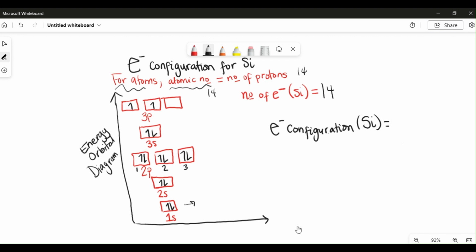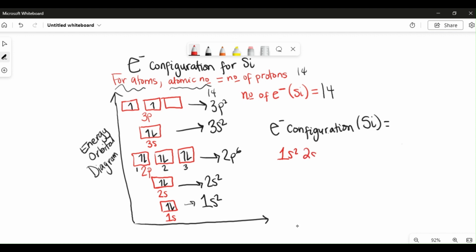So one thing you have to now remember is for this, we're going to have 1s2, 2 meaning the number of electrons in the 1s orbital, and then you have 2s2, and then you have 2p6, meaning 6 electrons in the 3 p orbitals combined, and then you have 3s2, and then you have 3p2. So our answer for the electron configuration of silicon is 1s2, 2s2, 2p6, 3s2, and then 3p2. And this is our answer to the electron configuration of silicon.